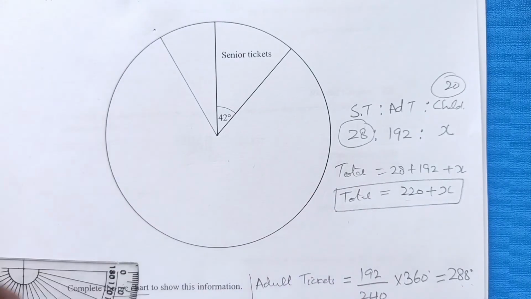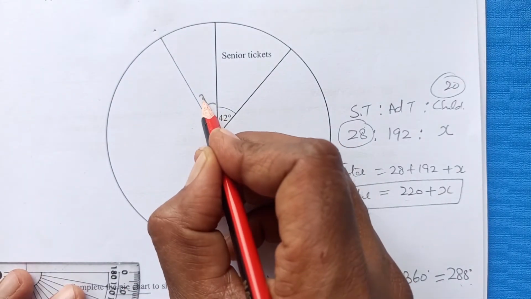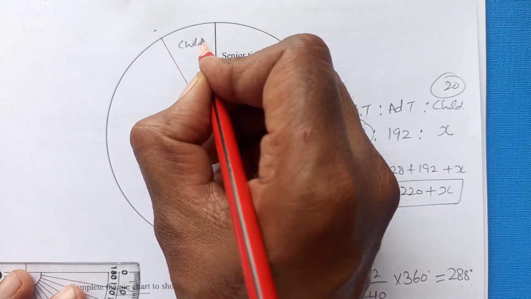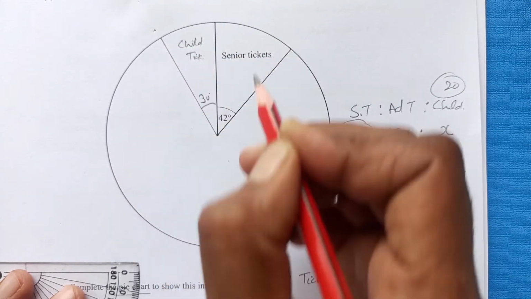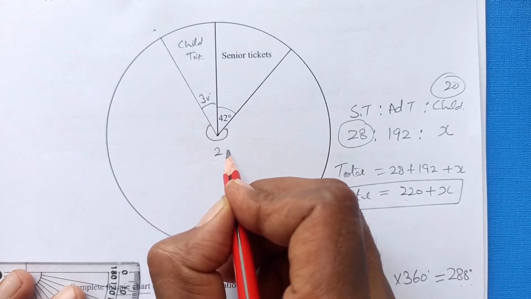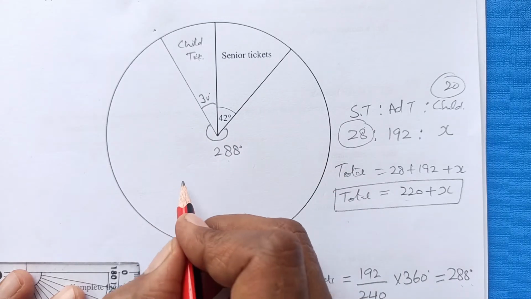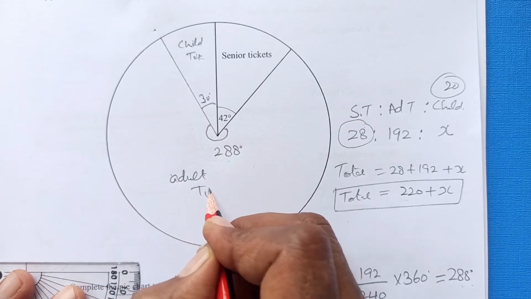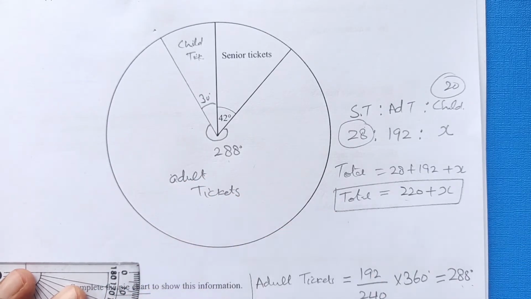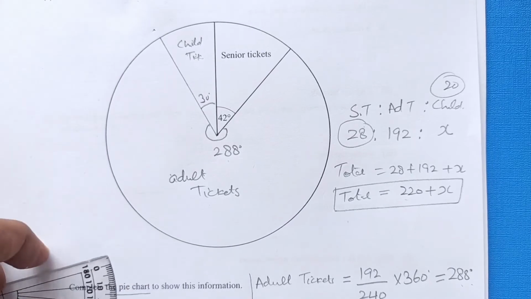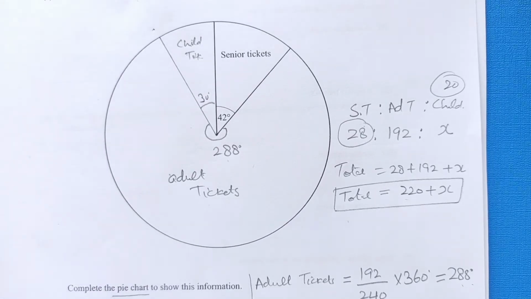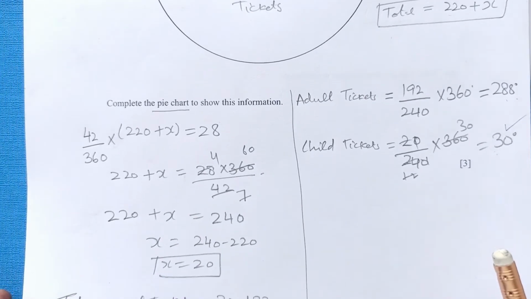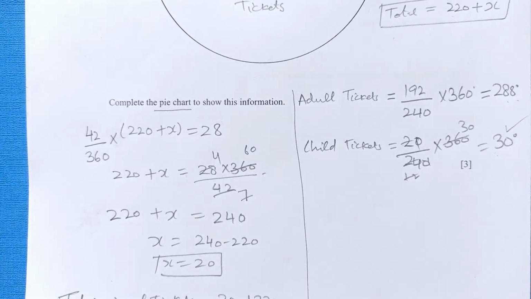Okay, so this one is now 30 degrees, which is for child tickets, and this remaining will be now 288 degrees, which is for adult tickets. So this is how we can complete this pie chart. This question was of 3 marks, so you need to show all the working here.